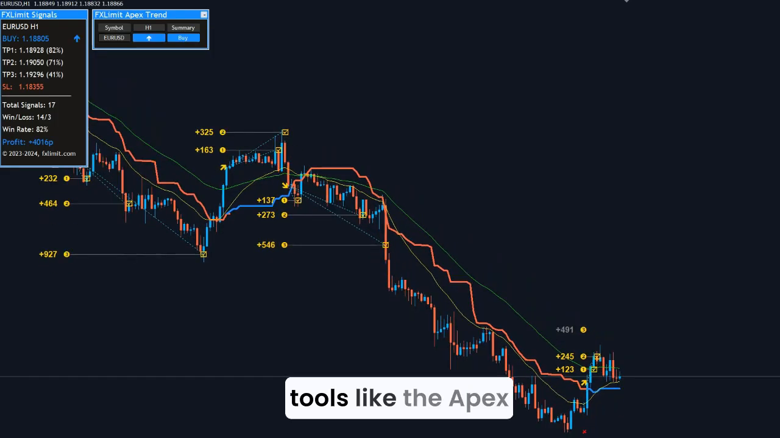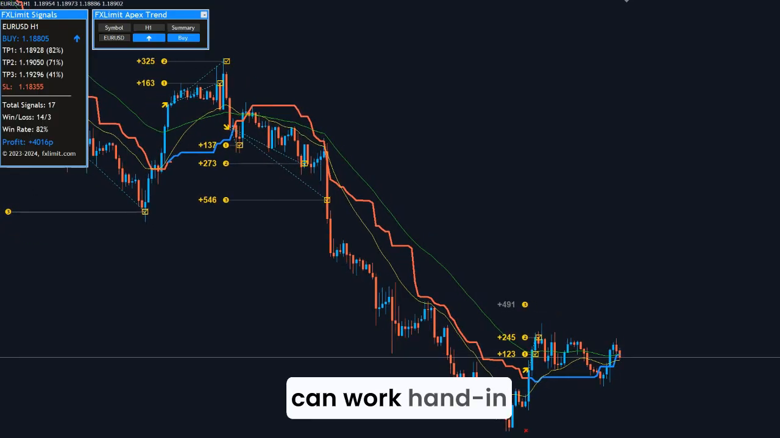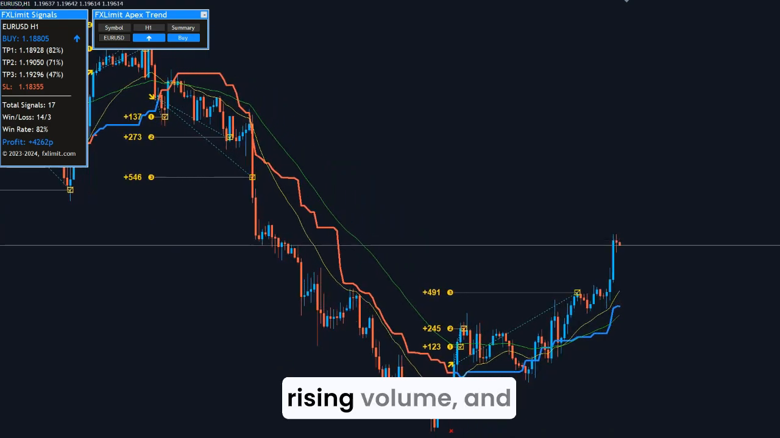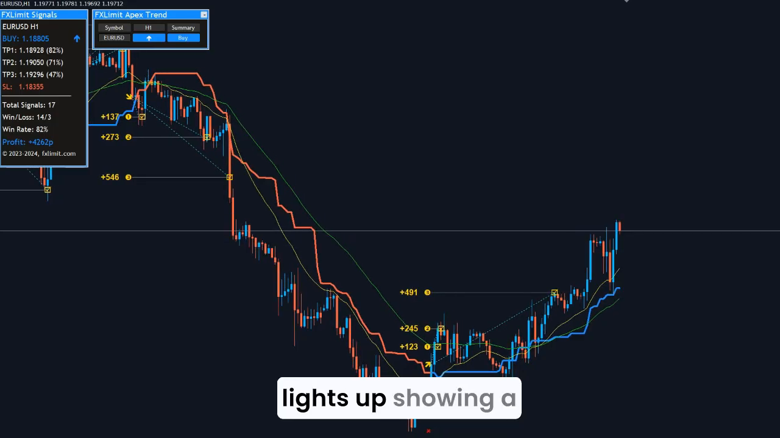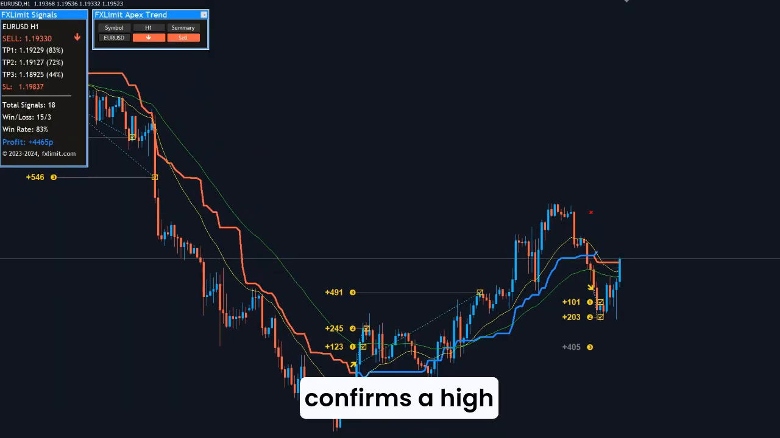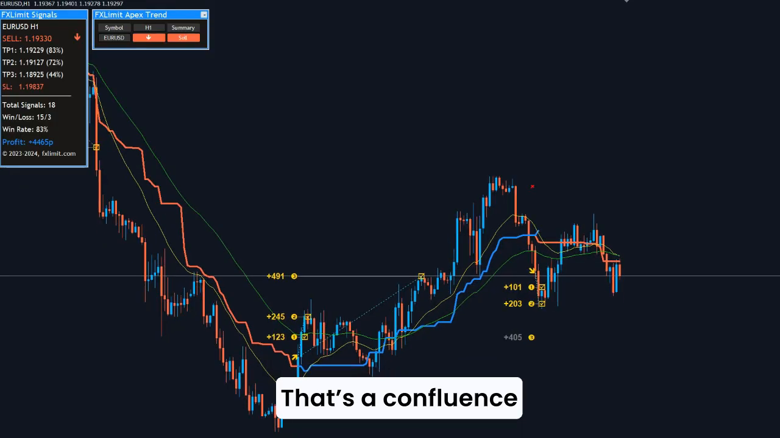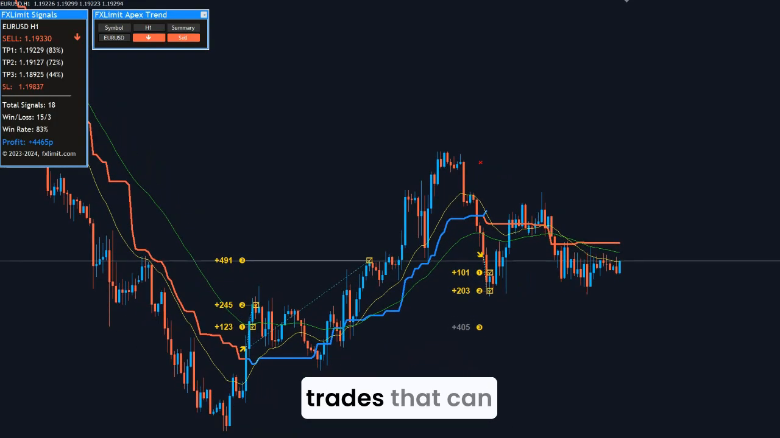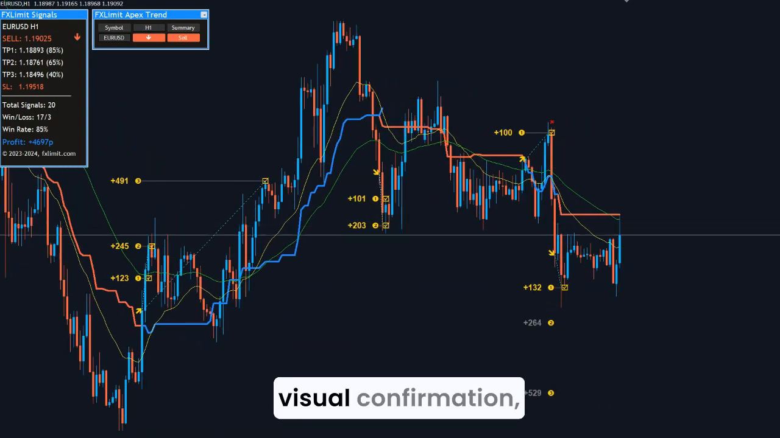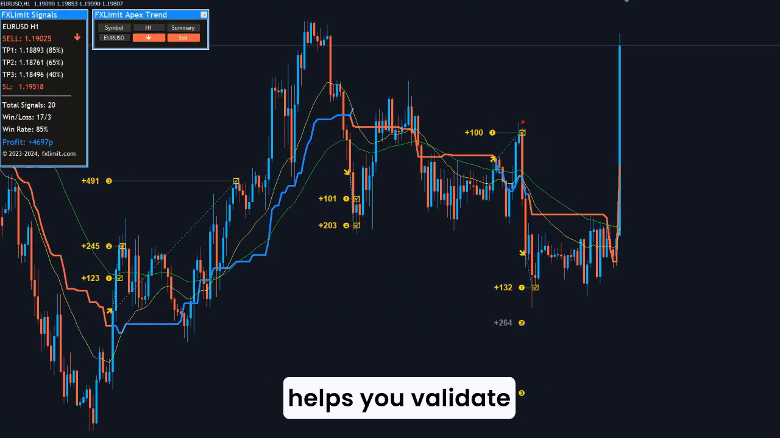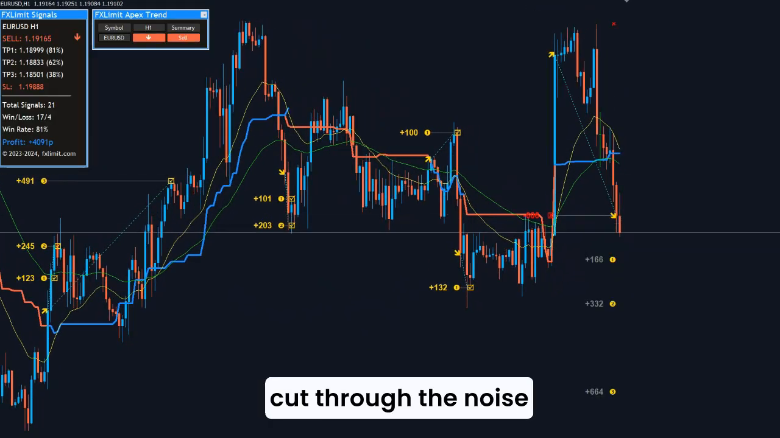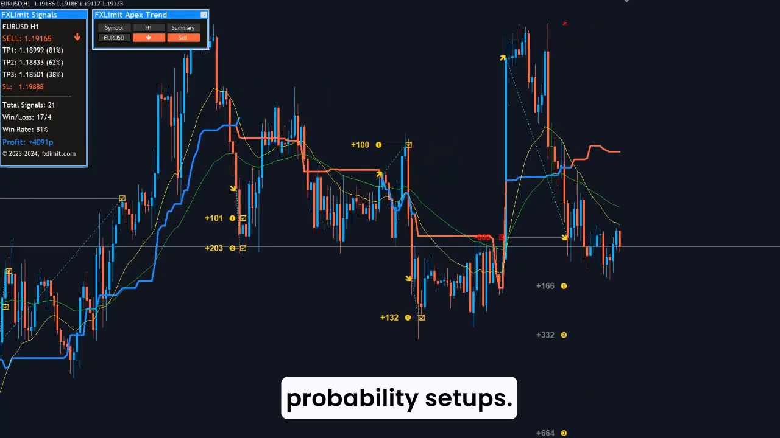Speaking of which, tools like the Apex Trend Indicator can work hand in hand with volume analysis. Imagine this, you're watching a pair with rising volume, and the Apex scanner lights up showing a fresh buy signal. The line turns blue, and the dashboard confirms a high success rate. That's a confluence setup, and those are the kinds of trades that can really stack up pips. You don't need to guess anymore. Apex gives you that visual confirmation, while volume helps you validate the strength behind the move. That combo can help cut through the noise and focus only on the high probability setups.